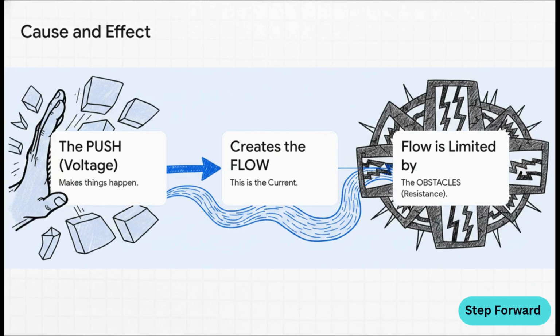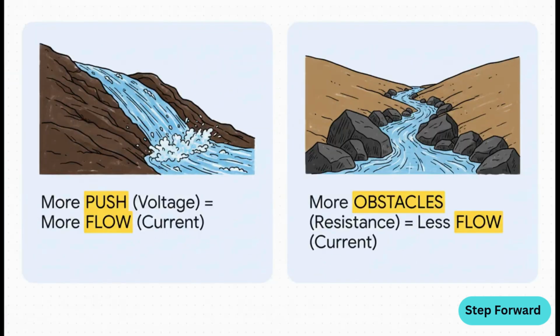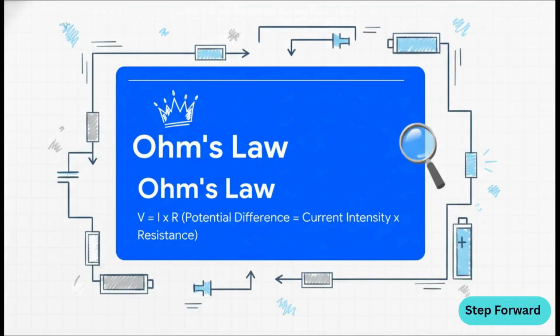You've got the push, that's what starts everything. That creates the flow. But that flow is always being held back or limited by the obstacles. It's like they're in a constant dance together. And this right here just illustrates that relationship perfectly. It's totally intuitive. If you increase the push, the voltage, you're going to get more flow, more current. But if you increase the obstacles, the resistance, you're naturally going to get less flow. This amazing relationship is known as Ohm's law. And that simple little formula, V equals I times R, is the fundamental equation that runs pretty much every simple electrical circuit that exists. It's the golden rule connecting these three physical properties.